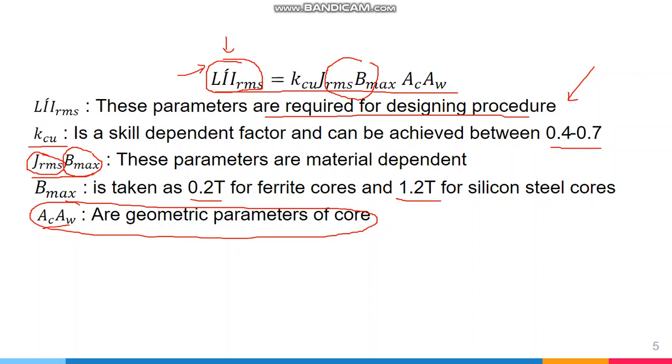This L, I peak, IRMS, all of these values are known. Now KCU, you can assume any value between 0.4 to 0.7. GRMS will also be known to you. Bmax will also be known to you. The only unknown left in this equation will be ACAW. So by calculating the area product ACAW, you can select the specific core.